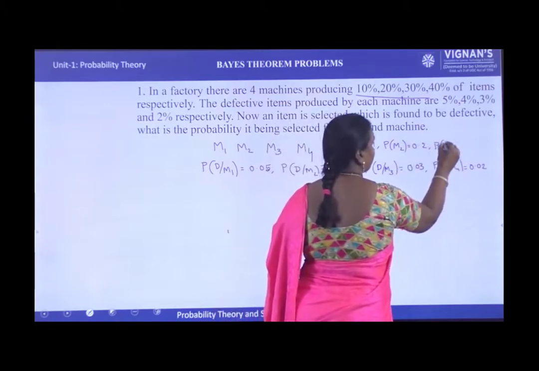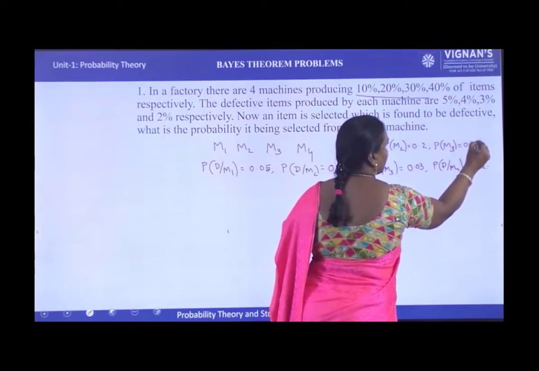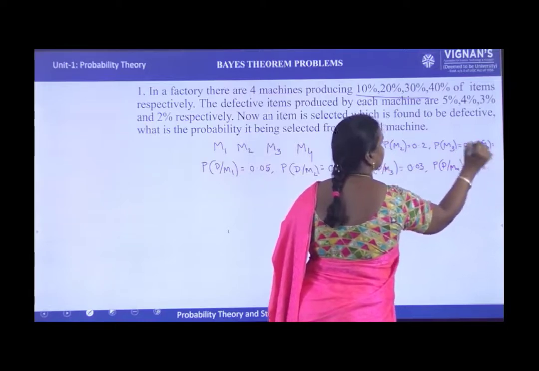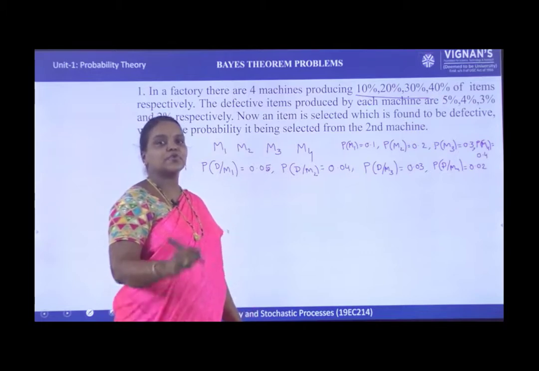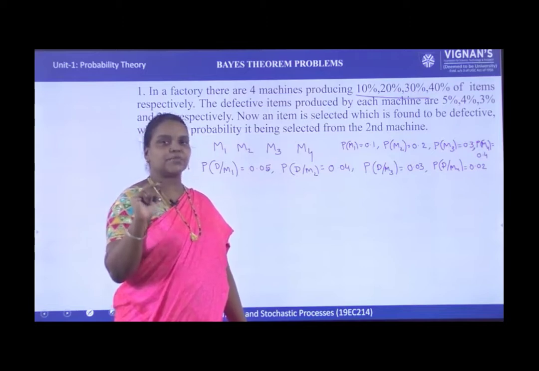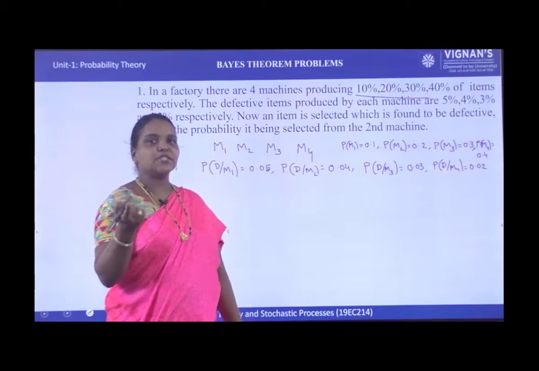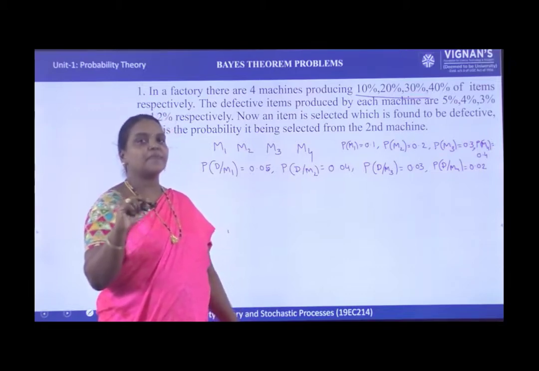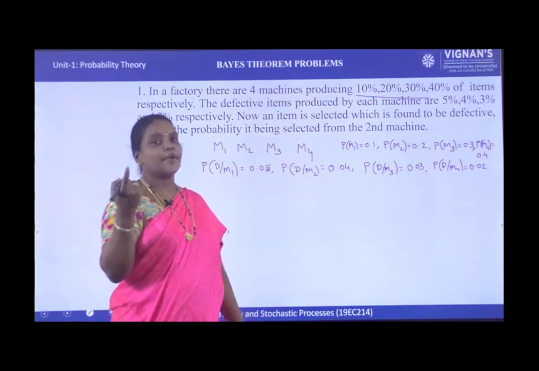Similarly, P of M3 is 0.3. P of M4 is equal to 0.4. Okay, because they have given machine 1 is producing 10%, means the probability of selecting machine 1 product is 0.1, and machine 2 is producing 20%, means 0.2, machine 3 is producing 30%, means 0.3, and machine 4 is producing 40% of the product, that means 0.4.